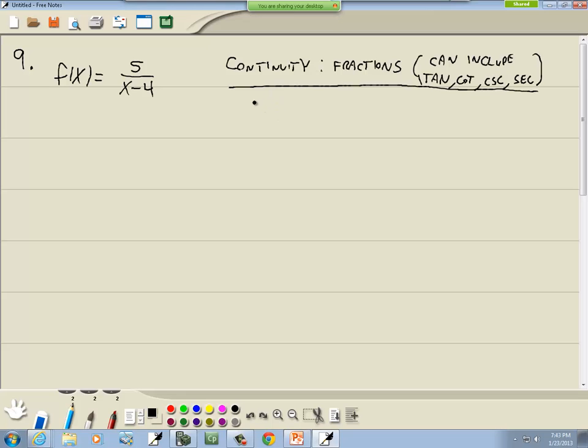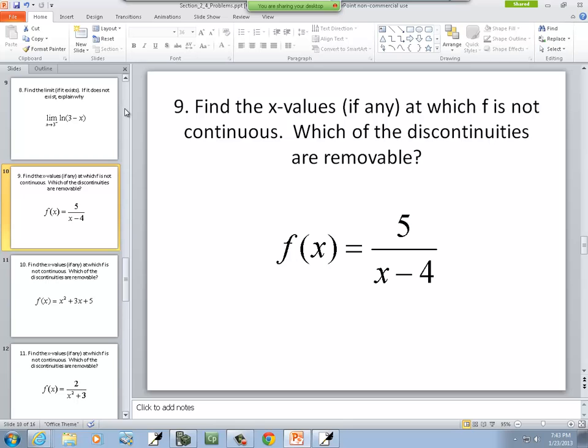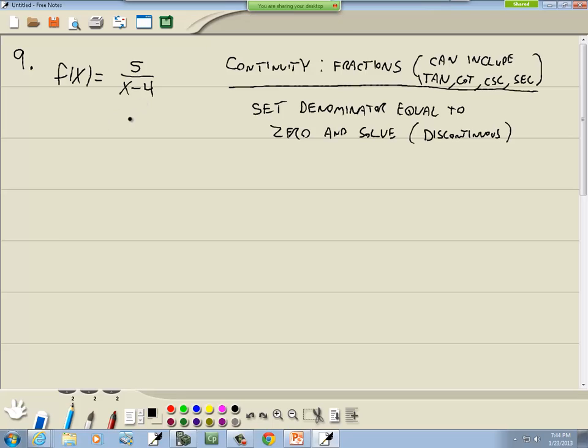Okay, so if you got fractions, what you're going to do is set your denominator equal to 0 and solve. And what you come up with, this is where it's discontinuous. So that's where it's discontinuous. So let's look at this example then. We got a fraction, and the instructions are saying find the x values at which f is not continuous, and which of the discontinuities are removable. We'll talk about removable here in a second.